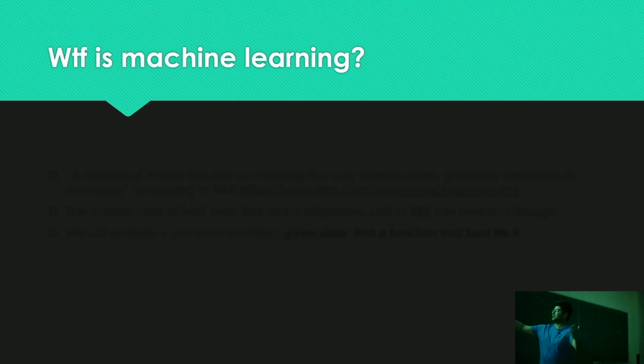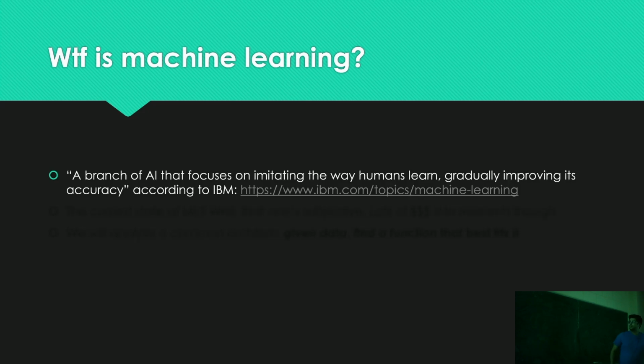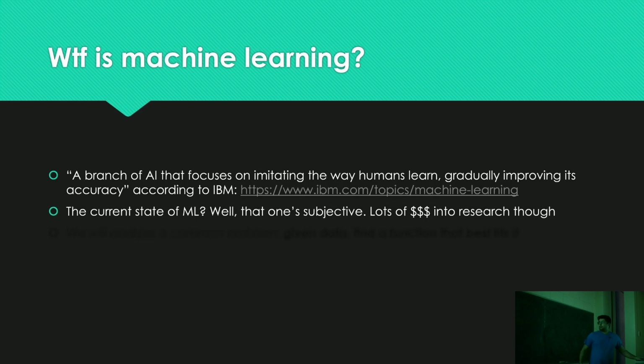Okay, what is machine learning? Machine learning is a branch of AI that focuses on imitating the way humans learn and gradually improving accuracy, according to some IBM article. The current state of ML? Well, that one's subjective. Lots of money going into it, though.